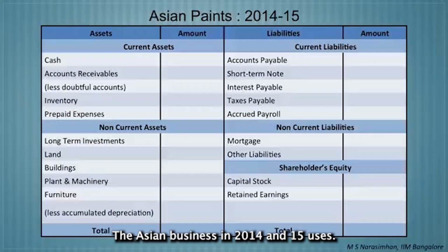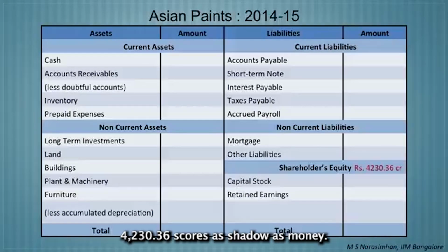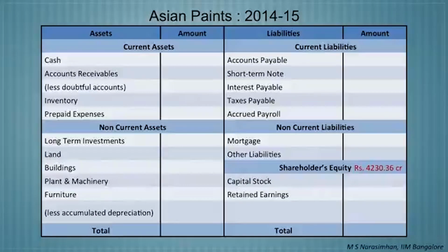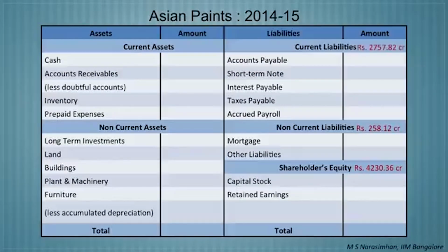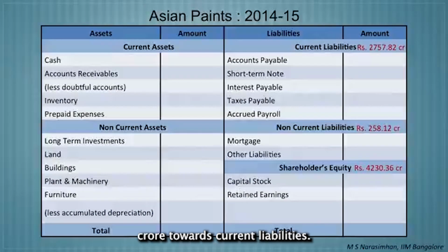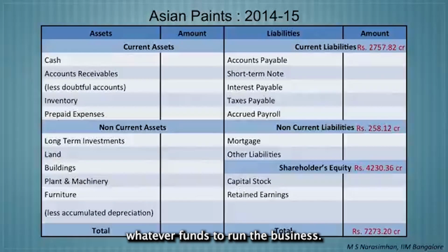Asian Paints in 2014-15 uses 4,230.36 crores as shareholders' money, 258.12 crore as non-current liability and another 2,757.82 crore towards current liabilities. Overall, the company uses 7,273.2 crore worth of funds to run the business.